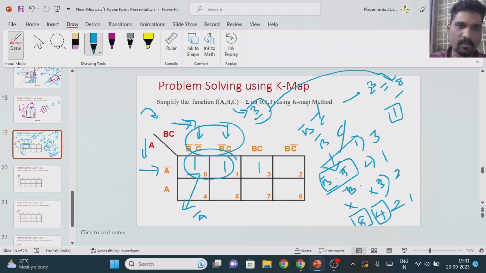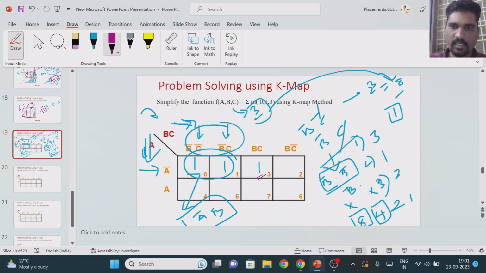This side we got the B bar, this side we got the A bar. So what is the answer? A bar B bar. This is one product term we have solved, right? Now what we are going to do is, this is the empty cell, right? This also we need to group, right? Fine. Now start from this cell.